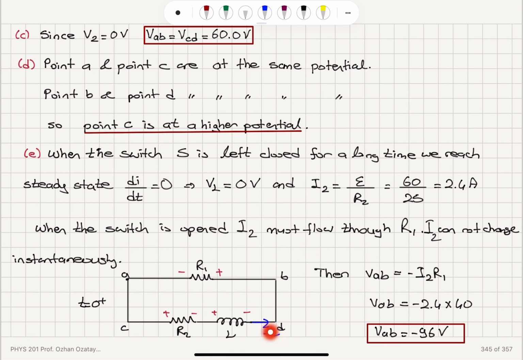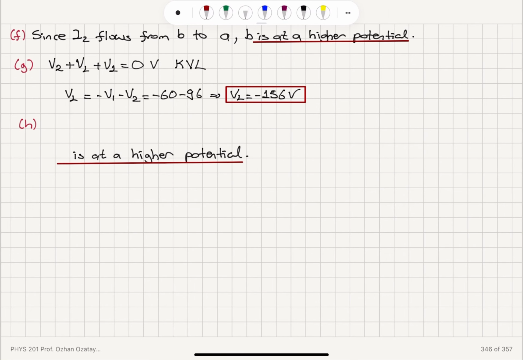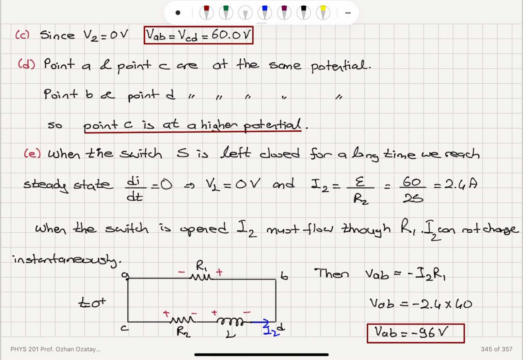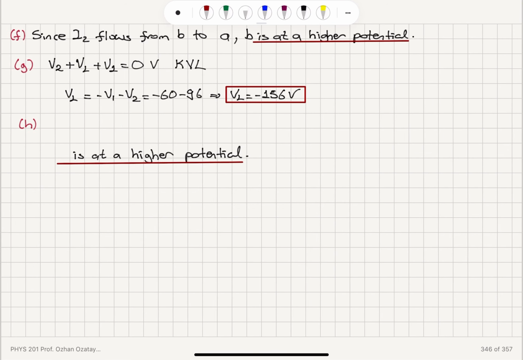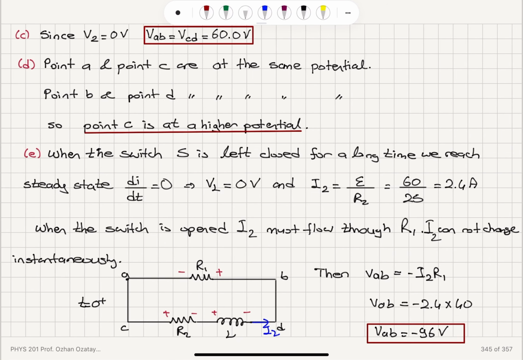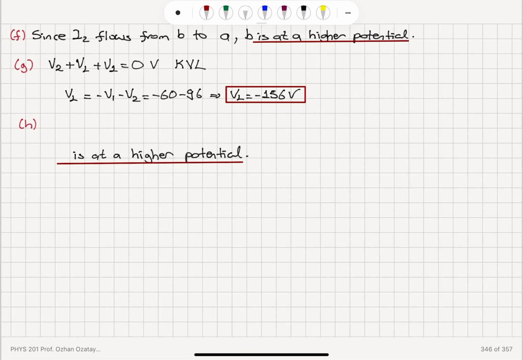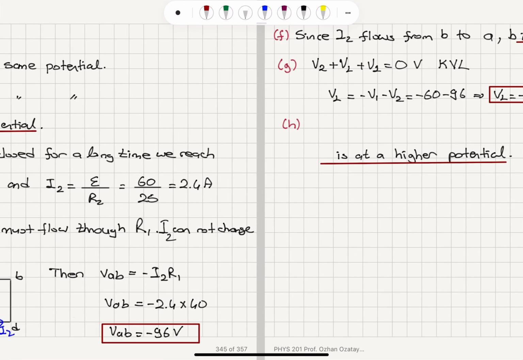So V2 plus VL plus V1, where V1 is 96 volts. Therefore 60 volts appearing across this, because the voltage was 0 at t equals 0 minus. So we have minus 60 minus 96, minus 156 volts.